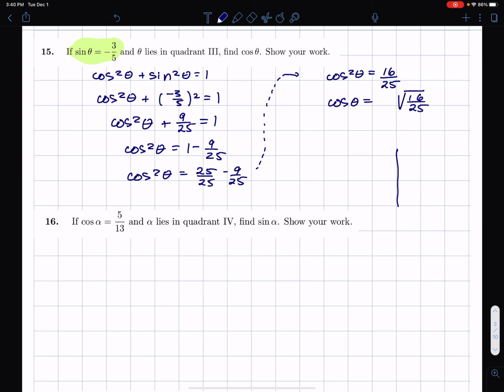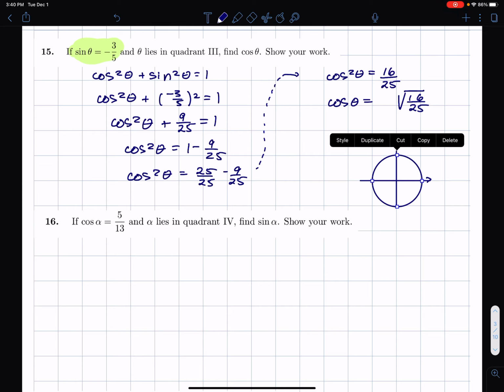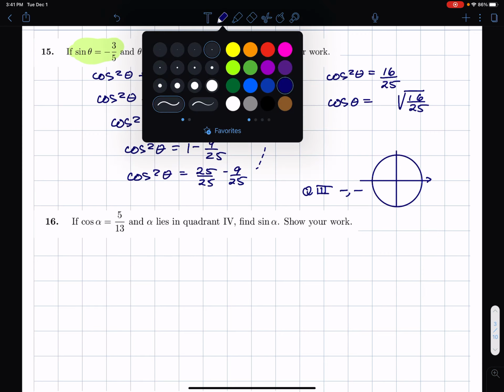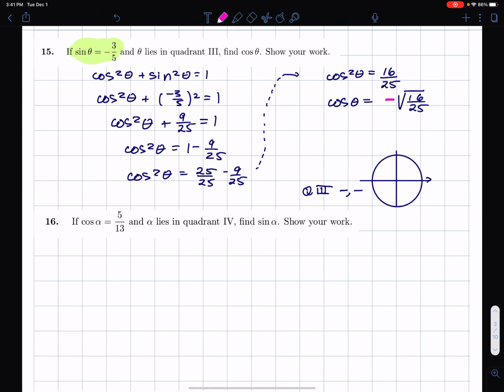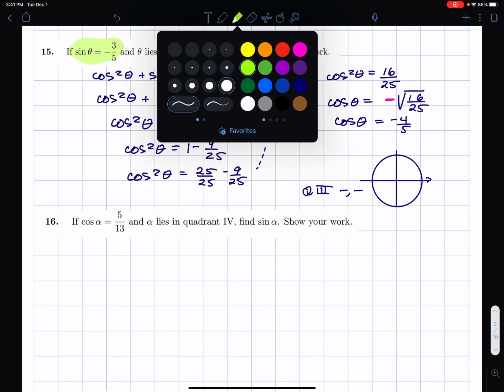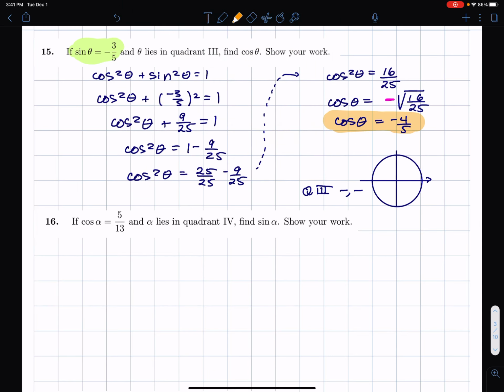I'm going to draw a little unit circle quickly. I'm looking at quadrant 3, and in quadrant 3, both sine and cosine are negative. For that reason, I am going to say cosine's negative right there, and take the square root. That's going to give me the answer, negative 4/5.